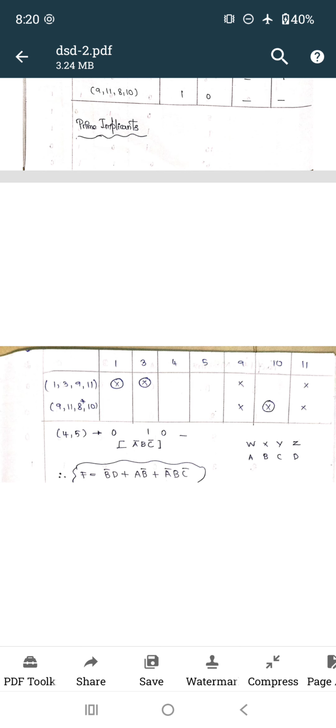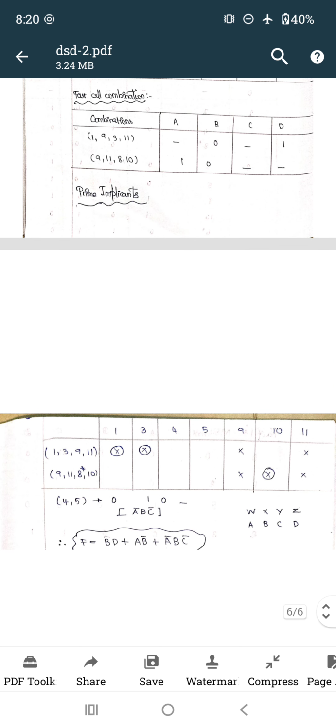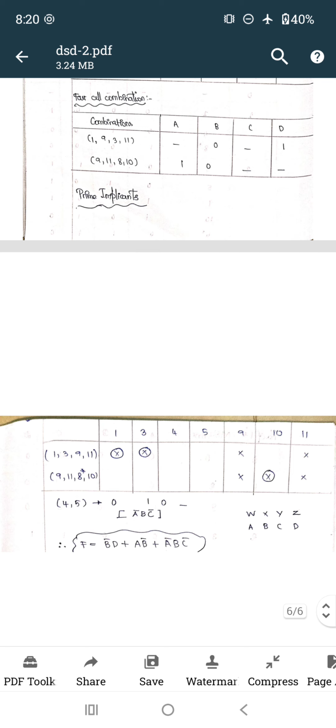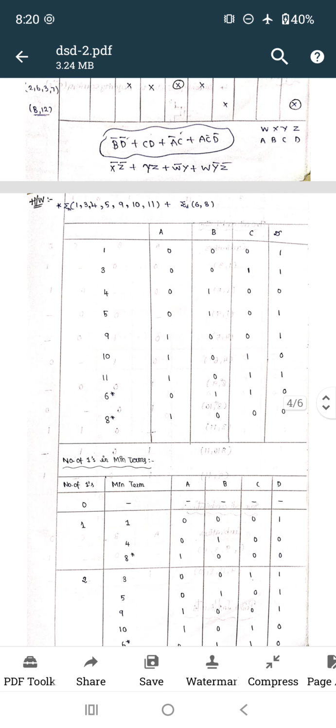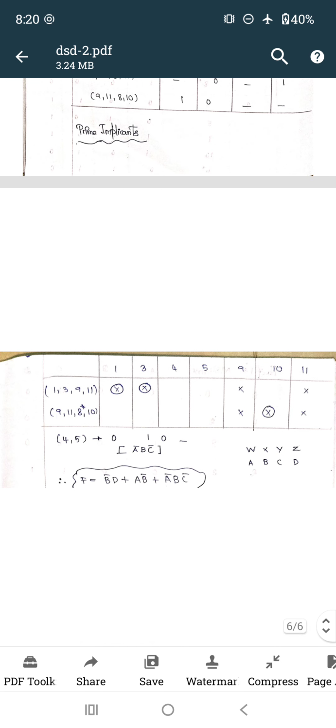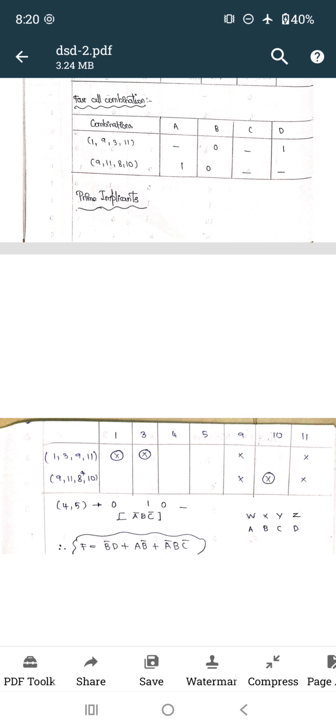So next is to form the essential prime implicants and then prime implicants. In the case of prime implicants, first we need to put the cross mark in the corresponding minterms. So in the corresponding minterms 1 comma 3 comma 9 comma 11, put the cross mark in 1, 3, 9 and 11. And in the case of 9, 11, 8, 10, put the cross mark in 9, 10, 11, 8. Here we won't consider 8 because 8 is a don't care variable. So we need not put a cross mark for the 8. Only the minterms are taken into consideration. We won't bother about the don't care minterms.